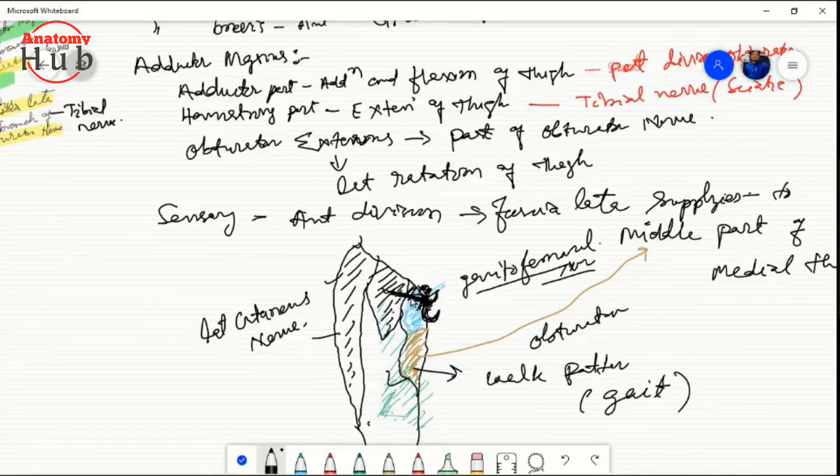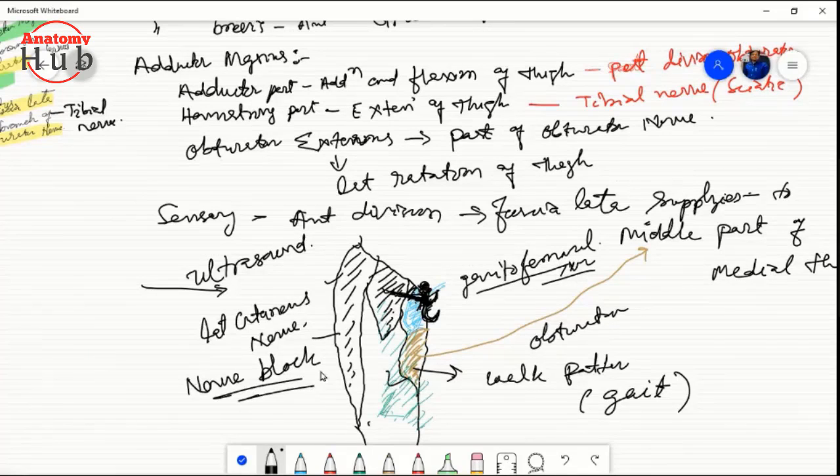This procedure can also be carried out by ultrasound. Through the ultrasound you can see where the nerve is and inject particularly at that point. Otherwise, you just palpate the pubic tubercle, below that you palpate the adductor longus muscle, then give the injection for the obturator nerve block. So these two things are the only clinical things you will find in the obturator nerve.